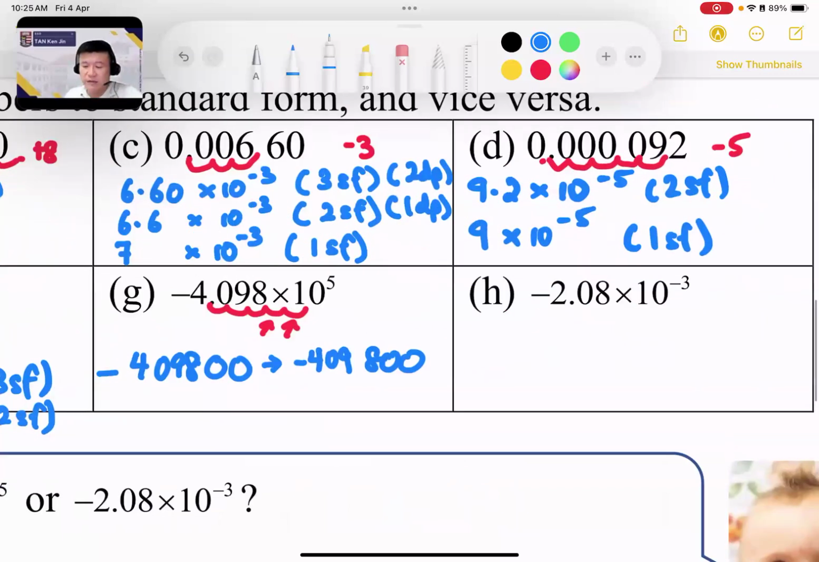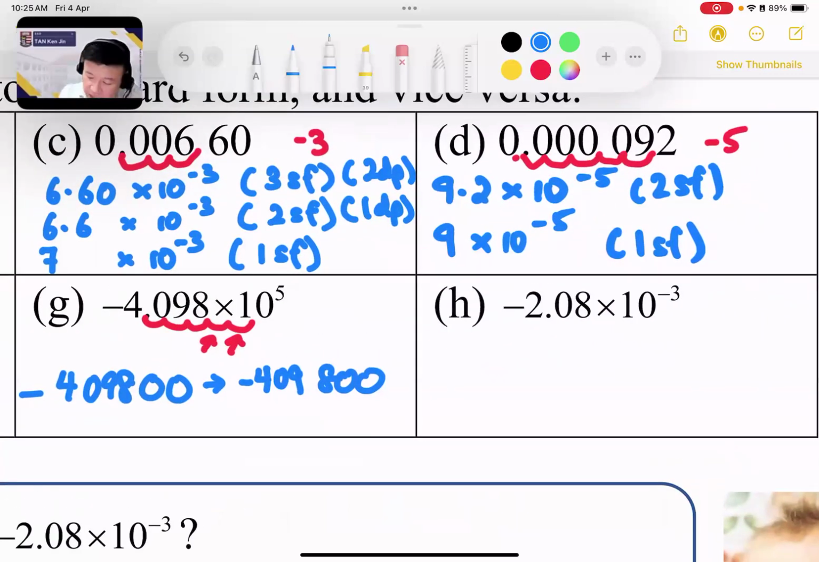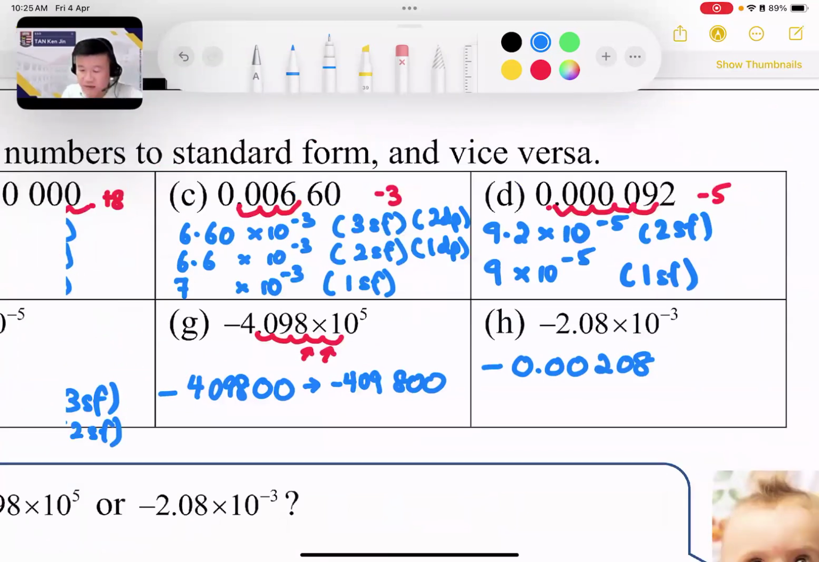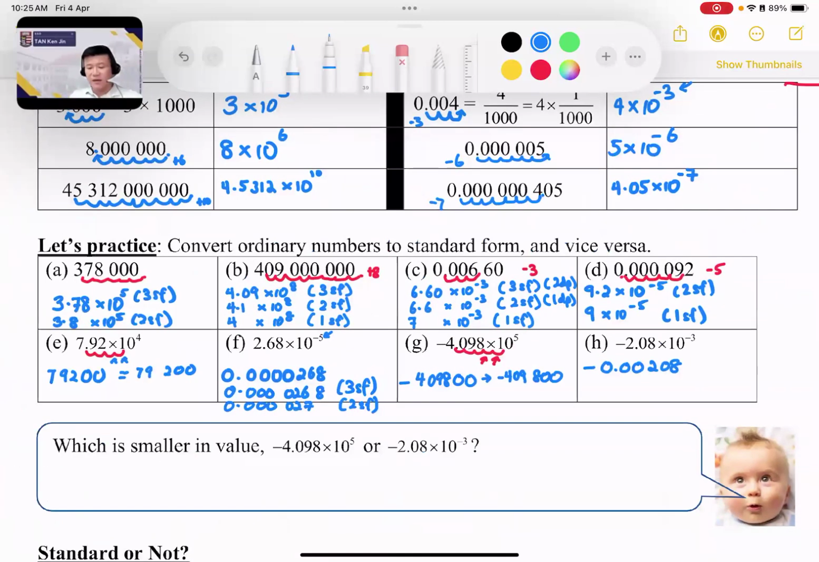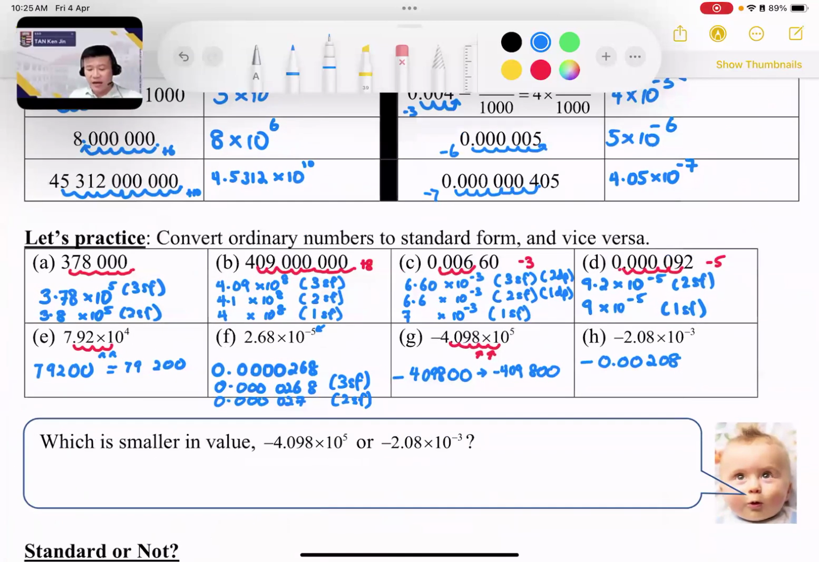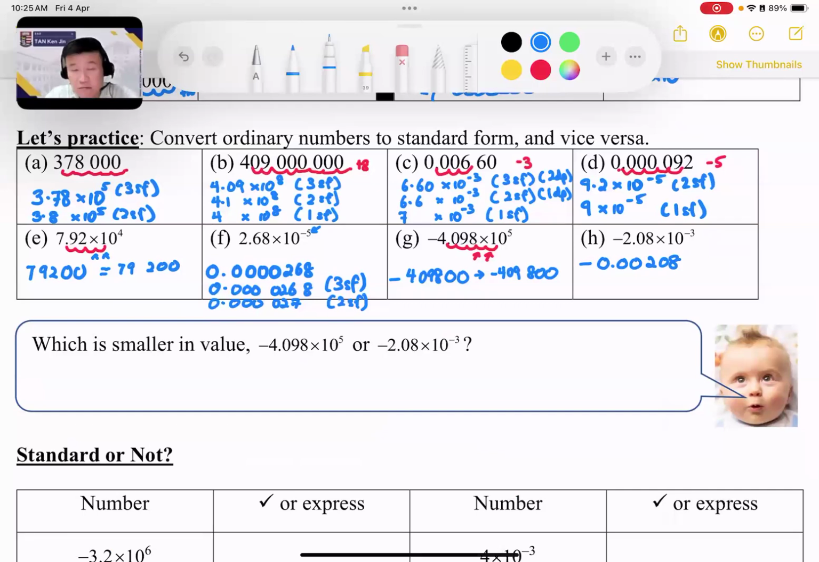And finally, I'm just shifting the zeros forward, or I'm adding zeros to the front. So negative 3 zeros, so 0.00208. Right, I hope that was quite an easy exercise for you. The question is, which is smaller? Now, when there are negative values involved, do catch yourself. Do think a little harder.